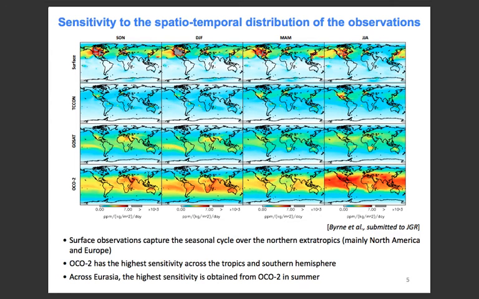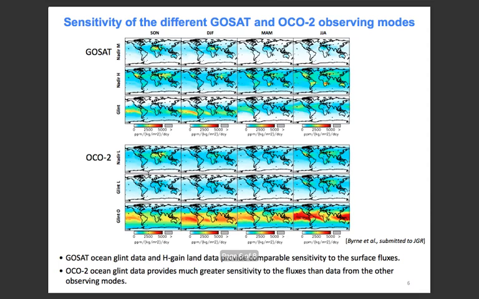If we look at the different modes of the instruments, for GOSAT, there's a nadir land mode and a glint ocean mode. You can see that the sensitivity for the two different observation types are comparable. But for OCO-2, the ocean data just dominates compared to the land data. So if you're really going after the surface fluxes, the ocean glint data from OCO-2 provide the greatest sensitivity to the surface fluxes in your analysis.